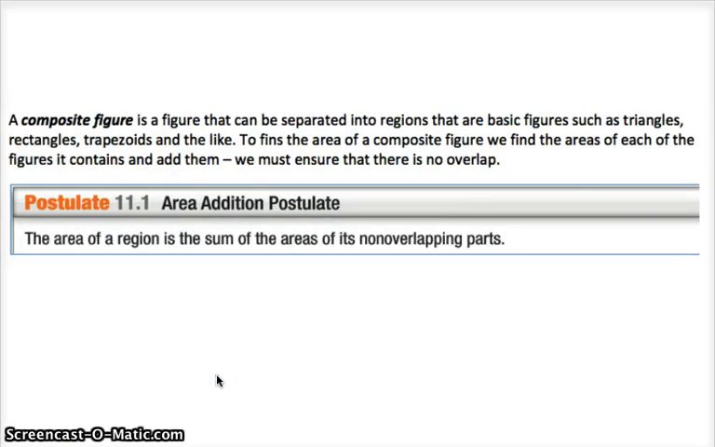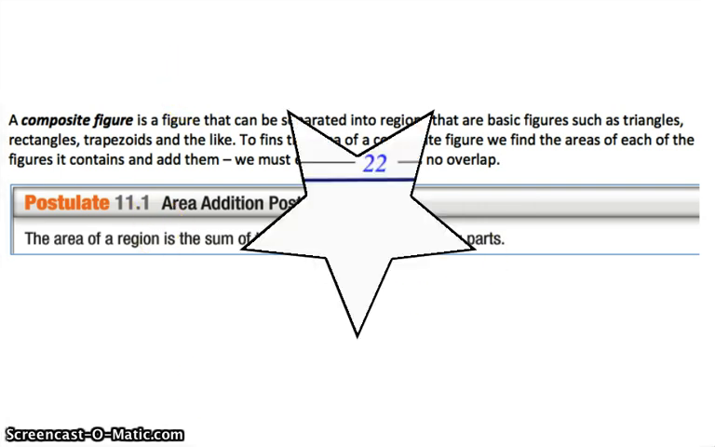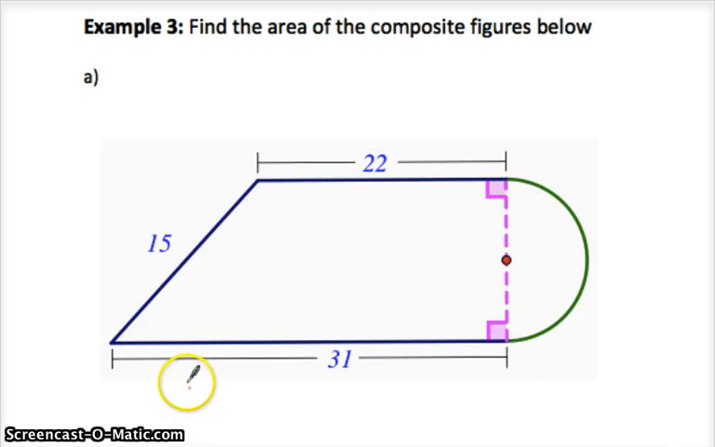All right, composite figure. This is just when they start adding up things that are little areas stuck together, basically. The area of a region is the sum of the areas of its non-overlapping parts. This is a total middle school type thing you've seen before. So they have this funky shape that looks like, I don't know, a messed up basketball court lane or a track or something.